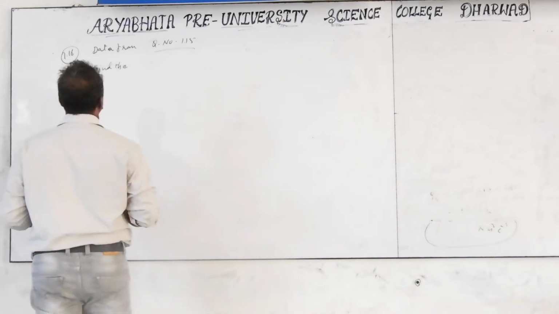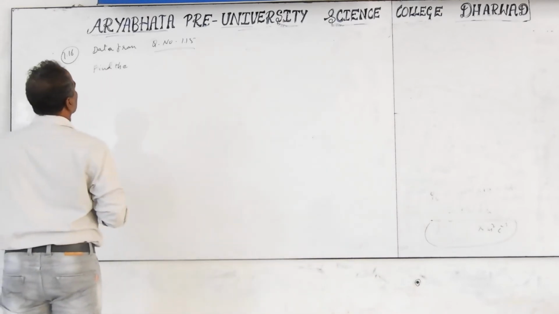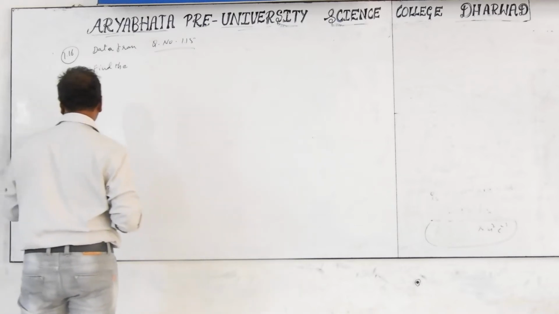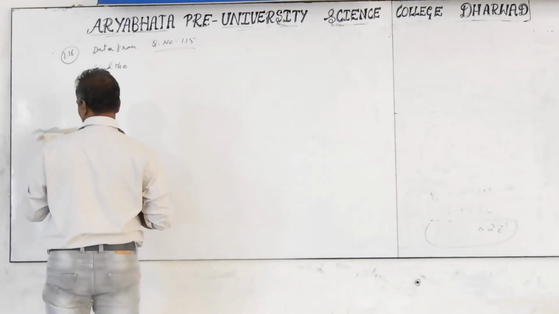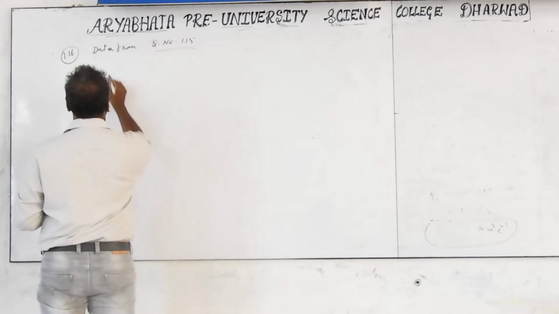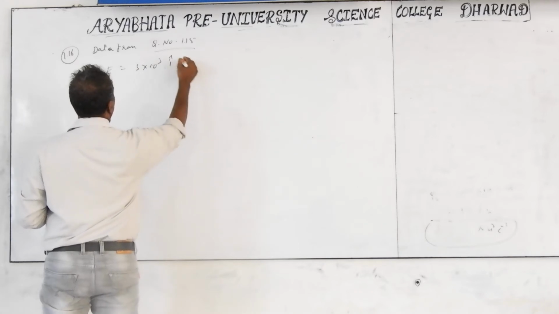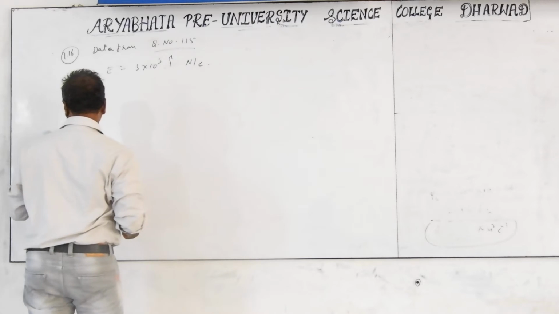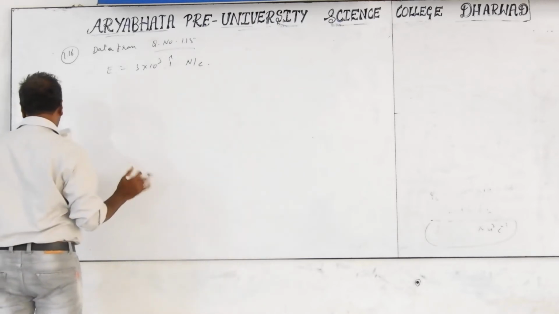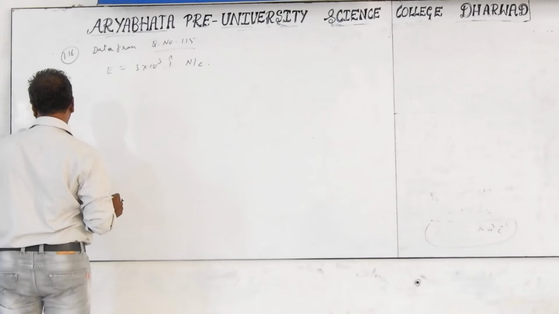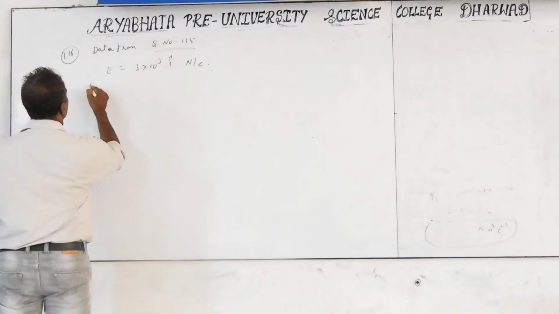Question number 1.16. The data we have to take from the previous question, 1.15, but with a little modification. Find the electric flux in the uniform field. The uniform field is given as E equals 3 into 10 to the power of 3 into I cap Newton per coulomb, the same data. You are taking a cube in this field. Uniform means constant electric field.